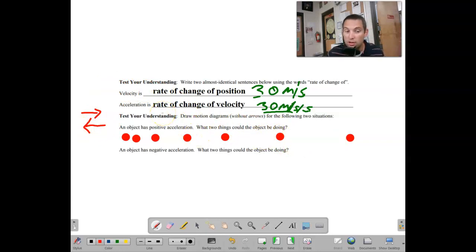That's why when you use motion diagrams, it's so important to include arrows with a proportional velocity vector. So next we've got an object having negative acceleration. What two things could this object be doing? Well, again, if we are going to the right, we are slowing down. If we're going to the left, we are speeding up. Easy, right?